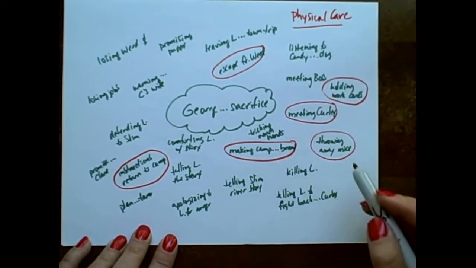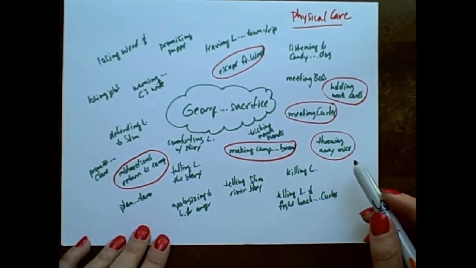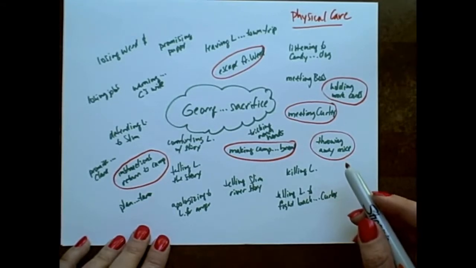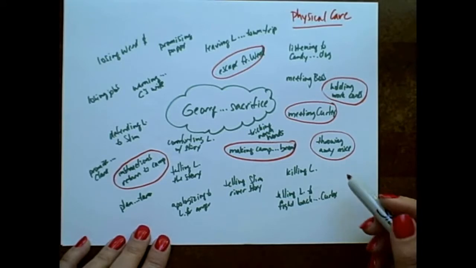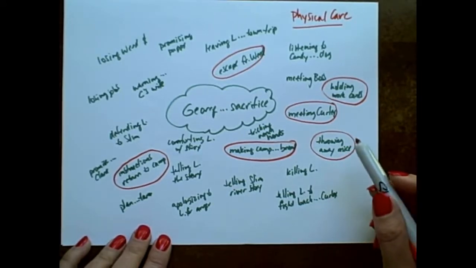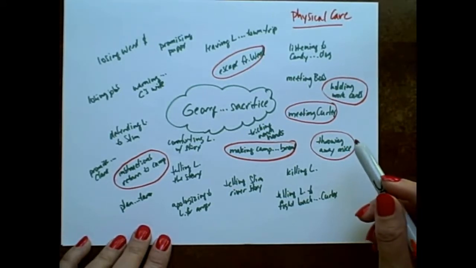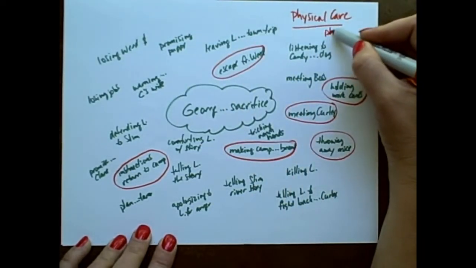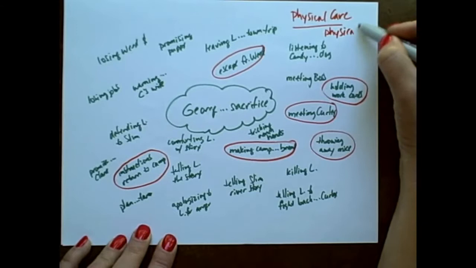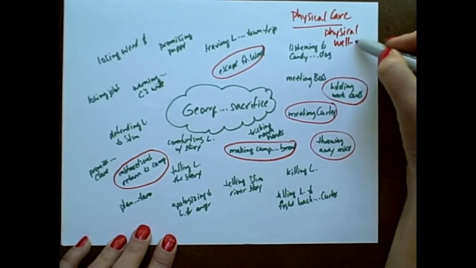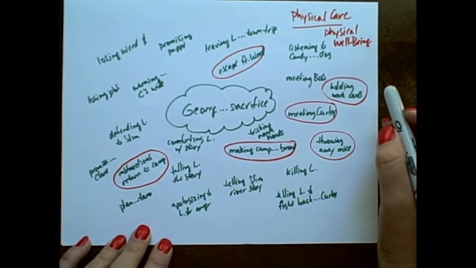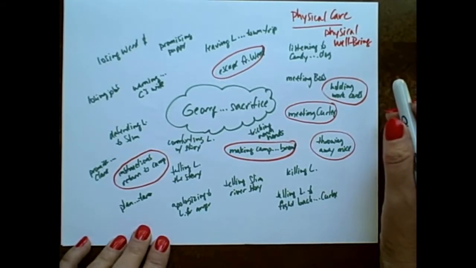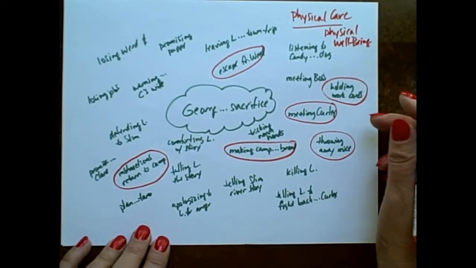Now I'm on to something, and I can begin to formulate a topic sentence for a body paragraph. I could say something like, George cared about Lenny's physical well-being. Now, if I think about physical well-being as an organizing principle, it's easy to think of what a second point could be. I could talk about emotional well-being as well.